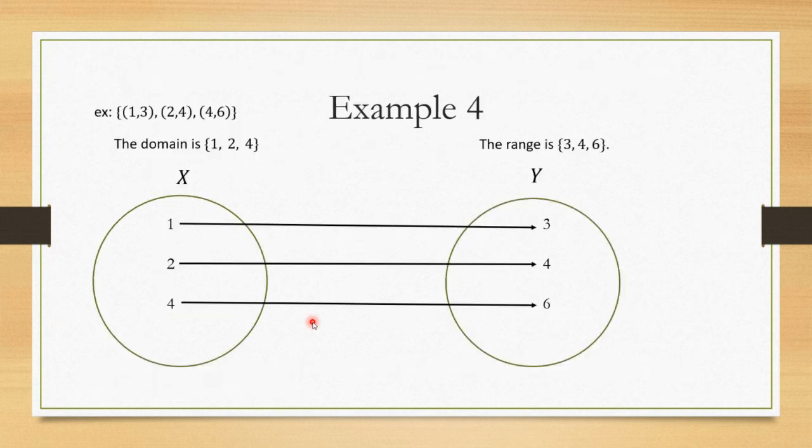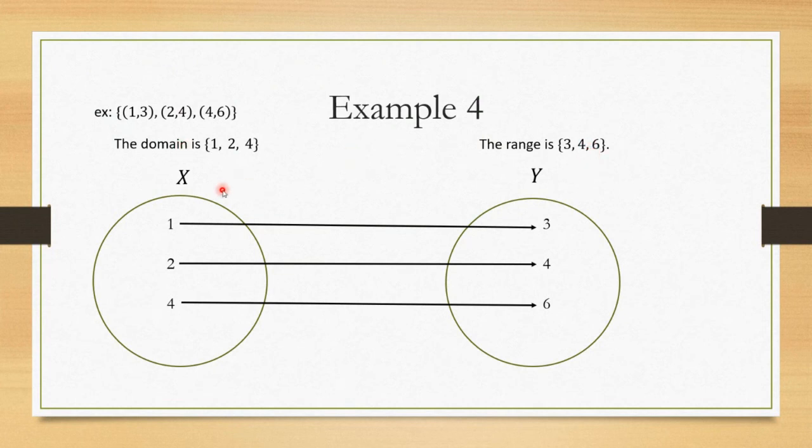Okay, well, let's see some examples. So here we have this relation: (1, 3), (2, 4), (4, 6). What's the domain? We have 1, we have 2, and 4, the x coordinates, as you can see. What about the range? The range is 3, 4, and 6. That's what the range is.